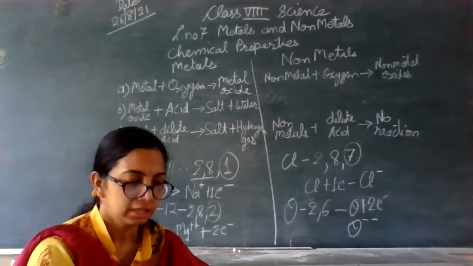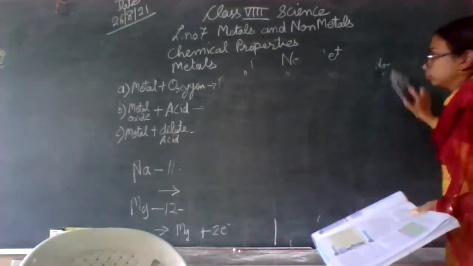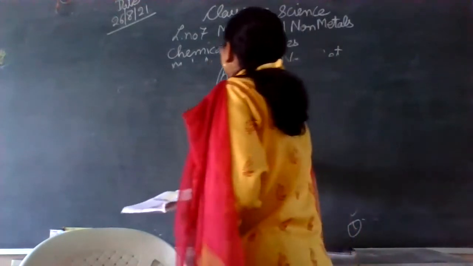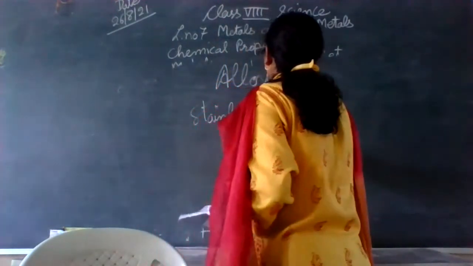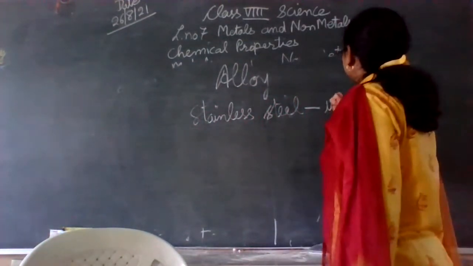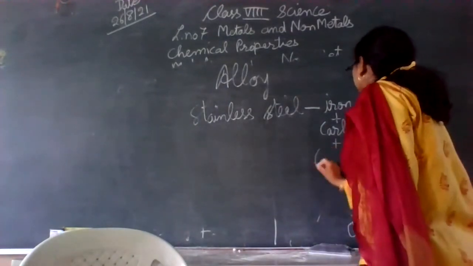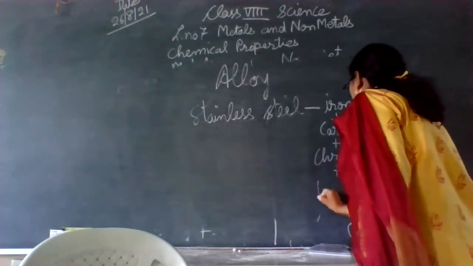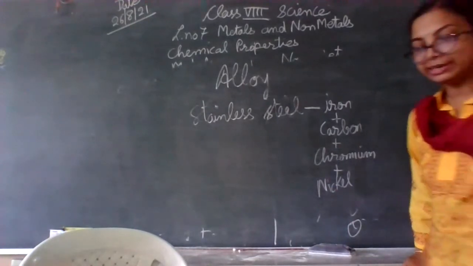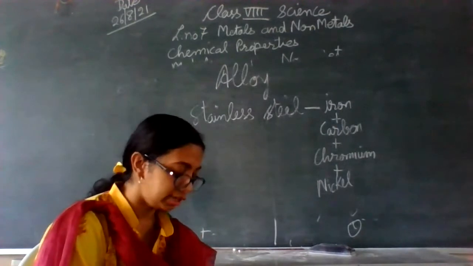For example, stainless steel that we use in our homes, all the utensils in your mother's kitchen, you must have seen that mostly are stainless steel. Stainless steel is an alloy. And what is it made up of? It is an alloy of iron, then carbon, which you all know is a non-metal, plus chromium and nickel. Chromium and nickel are added to give it a shine. It won't get rusted also, and it is shining. For that purpose, these two extra metals are added in stainless steel.